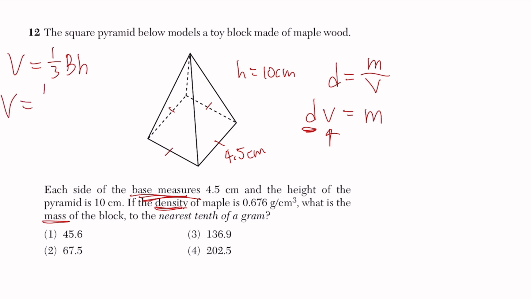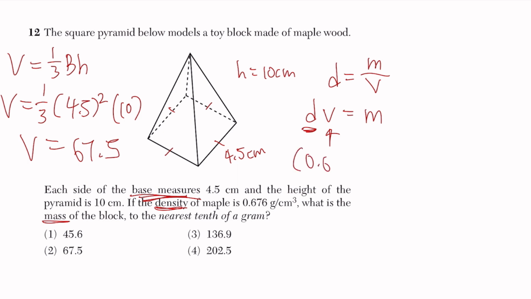Volume will be equal to 1/3. The base of this pyramid would just be 4.5 squared because all the sides are the same, and then times the height, which is 10. And when you're done calculating that, you should get volume is equal to 67.5. And if we bring that back here, 0.676 times 67.5 equals the mass. And you should get 45.63 is equal to the mass, which makes number 1 the answer.